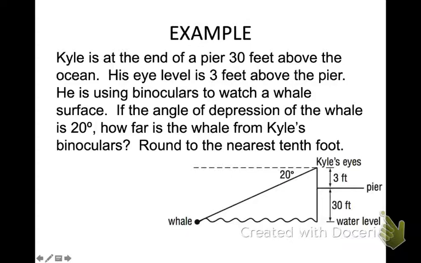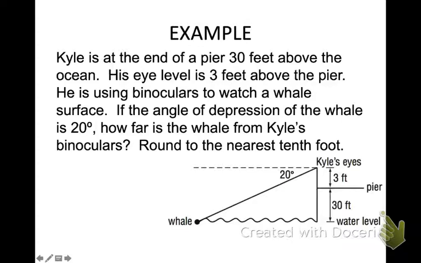Again, pause at any point in time if you feel like you need to get yourself caught up. Kyle is at the end of a pier 30 feet above the ocean. His eye level is 3 feet above the pier. He is using binoculars to watch a whale's surface. If the angle of depression of the whale is 20 degrees, how far is the whale from Kyle's binoculars? Round to the nearest tenth of a foot.